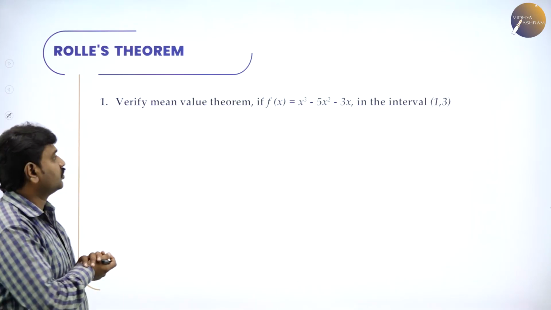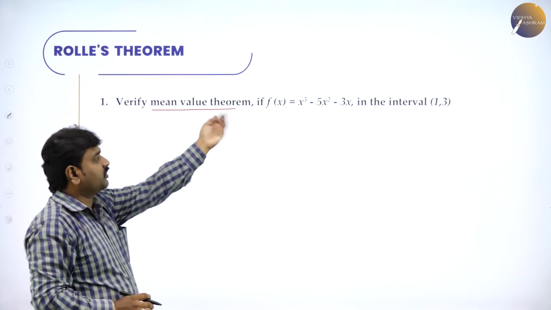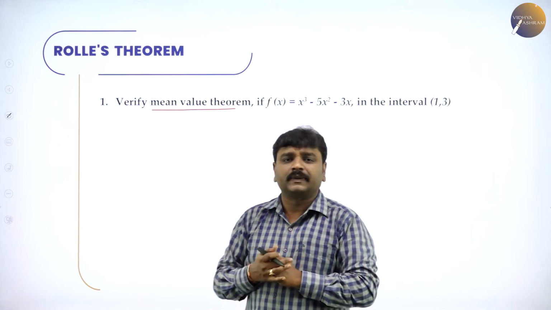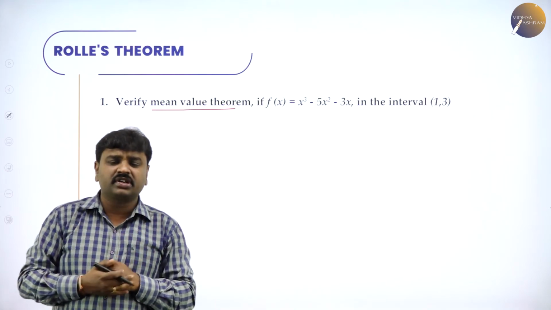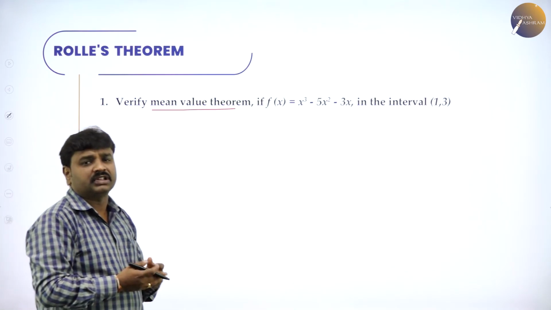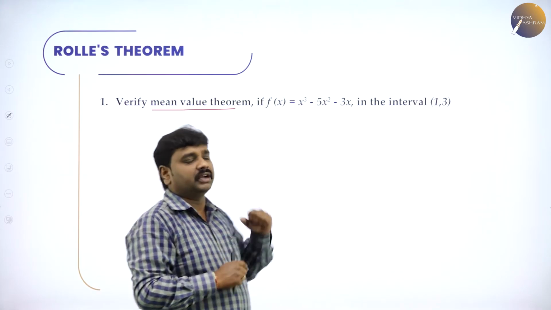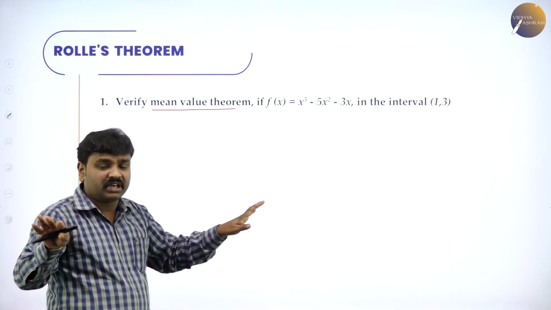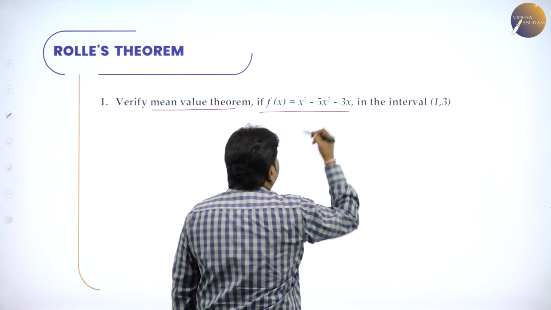So we'll see that. They are asking to verify what? The mean value theorem. And f of x is what? x cube minus 5x square minus 3x. What function is it? Is it a trigonometric function? Is it a logarithmic function? Is it an exponential function? Is it a polynomial function? It is a polynomial function of degree 3. First you should decide what is the nature. It's not trigonometric, not logarithmic, not exponential, it is a polynomial function.